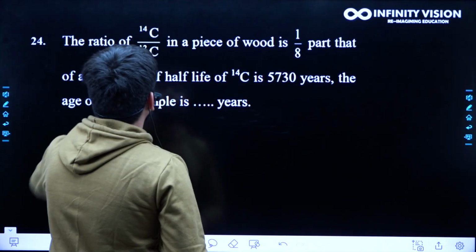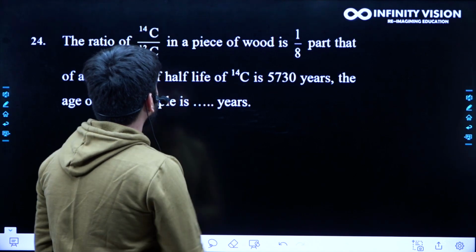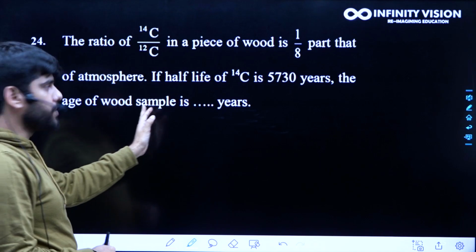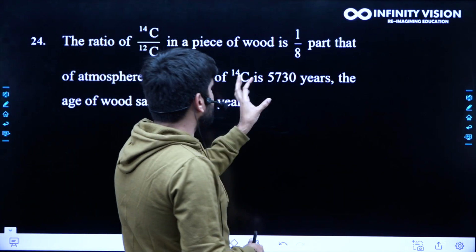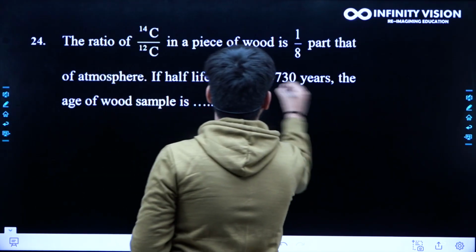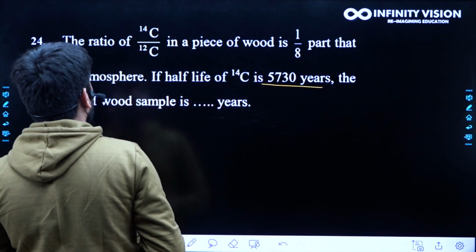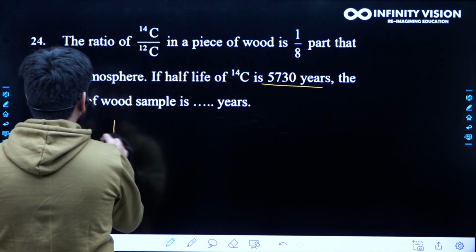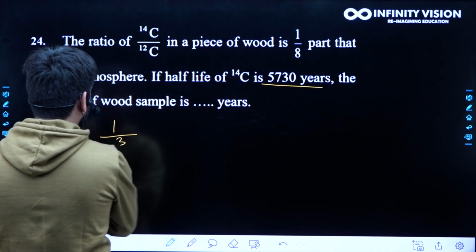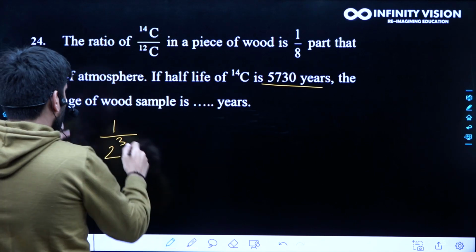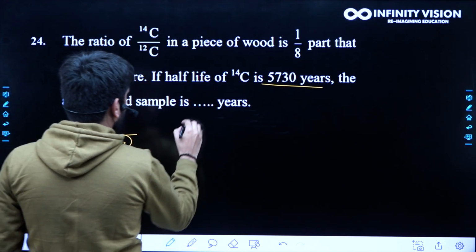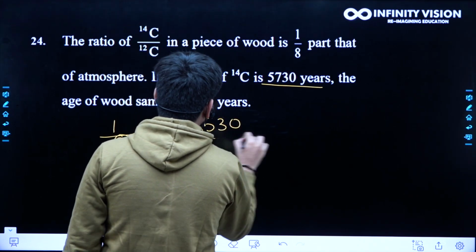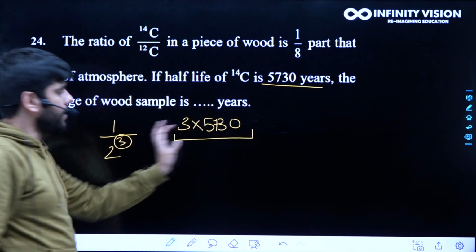The ratio of 14C upon 12C in a piece of wood is 1/8 part that of the atmosphere. If the half-life of 14C is 5730 years, then the age of the wood sample is, okay, I'll tell you two ways to do it. One is very simple. 1/8 means that it needs 1/2 to the power 3. That means it needs how many half-lives? 3 half-lives. So 3 into the half-life, which is 5730. So one way is this, you can easily write this.